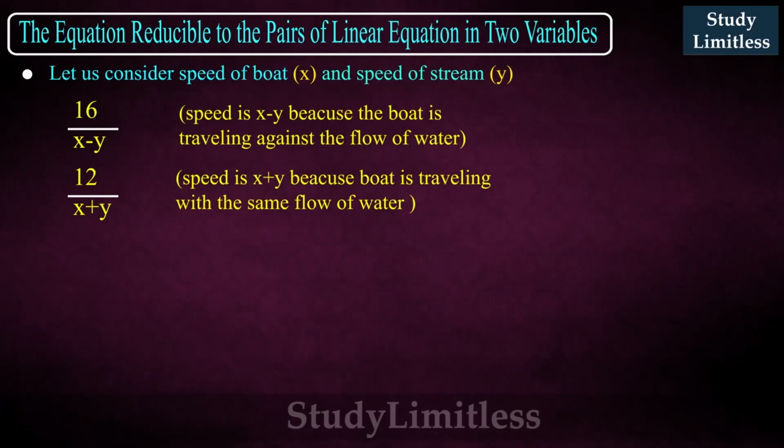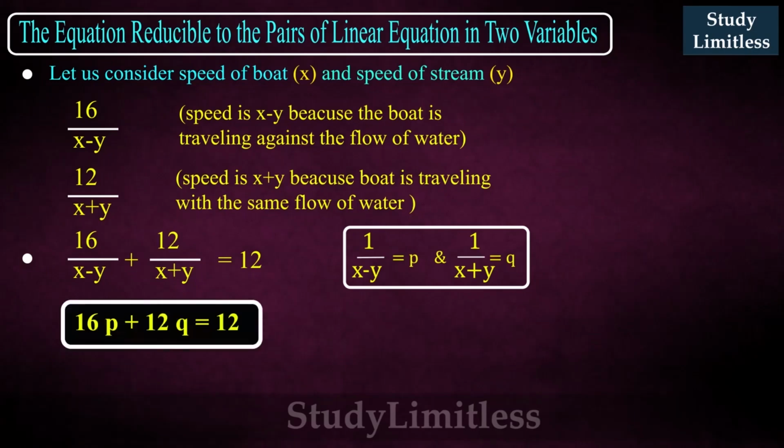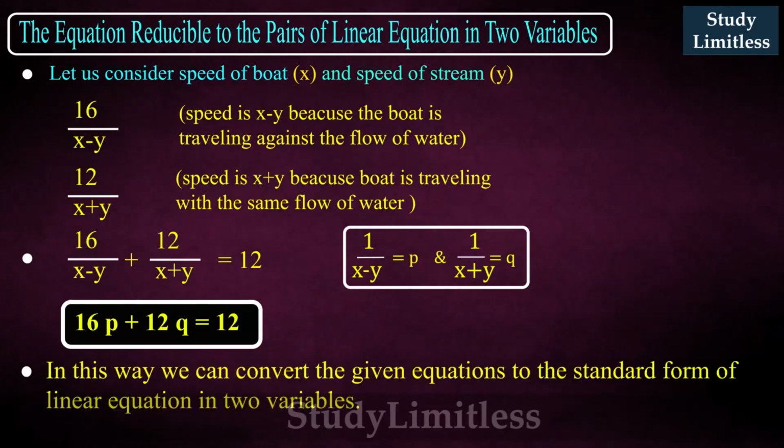Therefore, the total time taken, that is 12 hours, would be equal to the time taken upstream plus the time taken downstream. So the equation would be 16 upon x minus y plus 12 upon x plus y is equal to 12. We know that the equation is not in the standard form. So what do we need to do here? We can consider 1 upon x minus y as p and 1 upon x plus y as q. So the equation would be converted to 16p plus 12q is equal to 12. In this way, we have converted the equation to the standard form of linear equation in two variables.